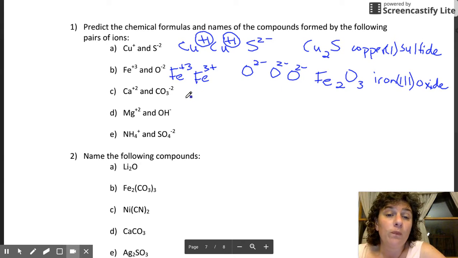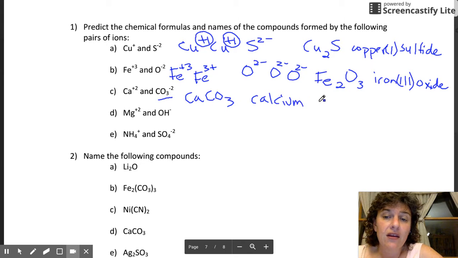Okay, so calcium, and we have this. This comes off the polyatomic ion chart. It's called carbonate. And they both have a +2 and a -2 charge, so they go together 1 to 1. There's no extra atoms needed here. So we have CaCO3. That's it. Calcium is the name of the cation, and carbonate is the name of the anion.